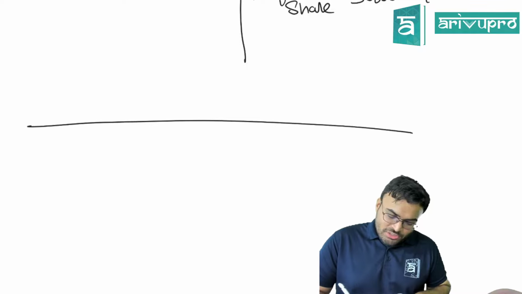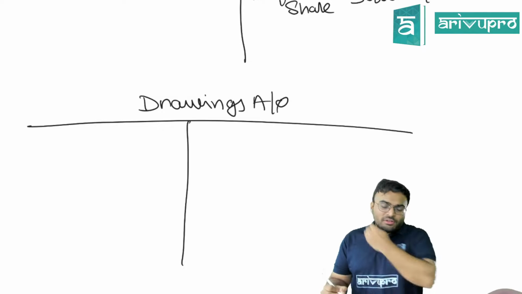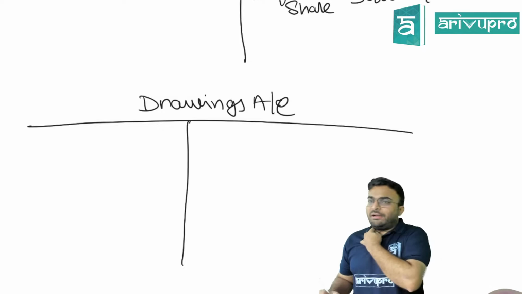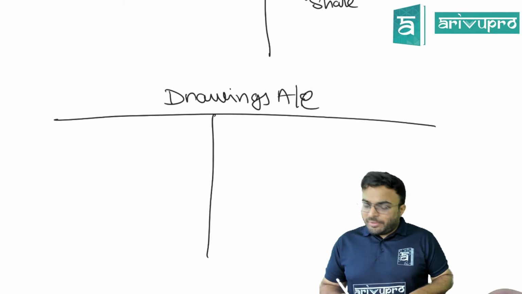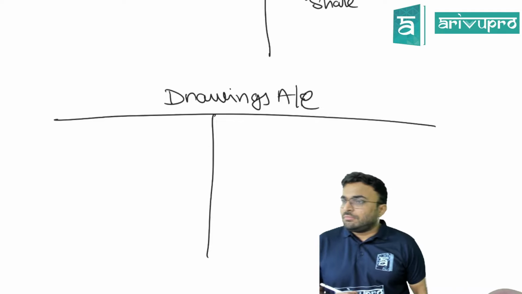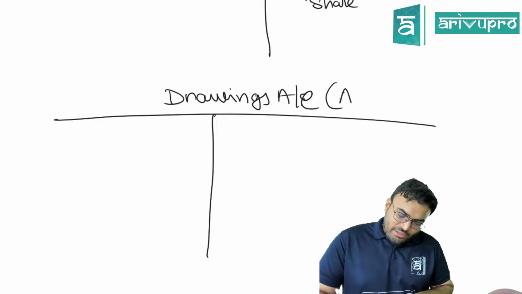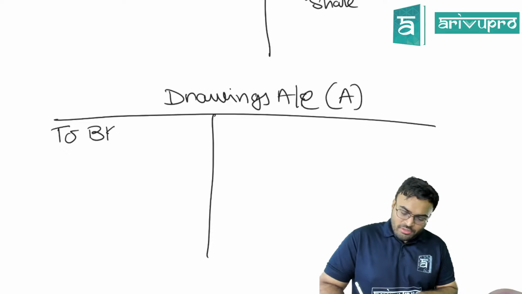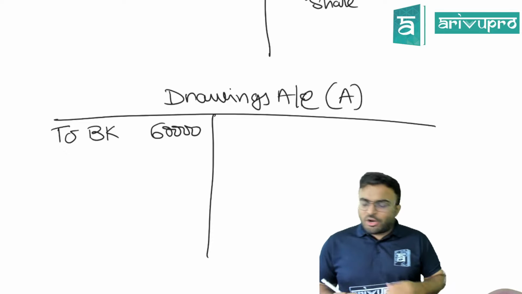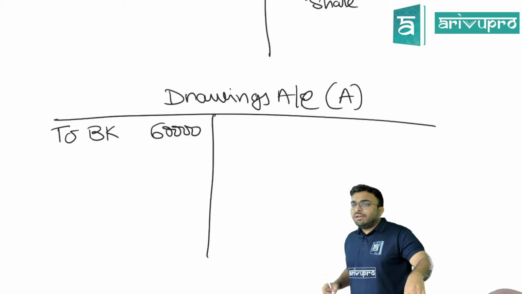For that you have to see this drawings account. They made a mistake, no? Understand the mistake first. What did they do? They paid rent. Now they passed the entry. Drawings account debited. Whose drawings this is? Art, no. The rent is to be paid to Art. So drawings account debited to bank account 60,000. Can you see there is one wrong debit in drawings? Whose drawings is debited? Art.